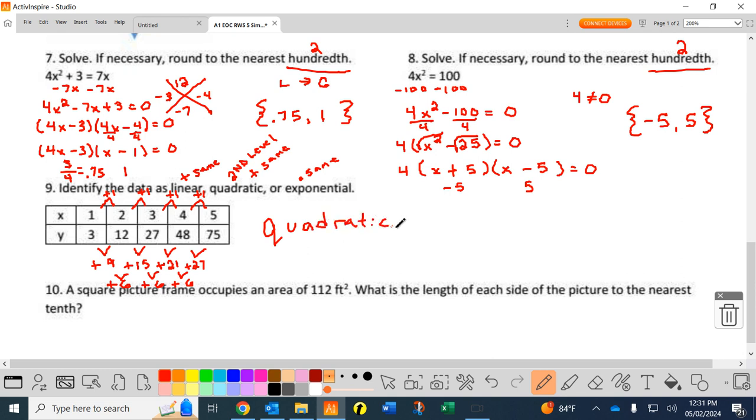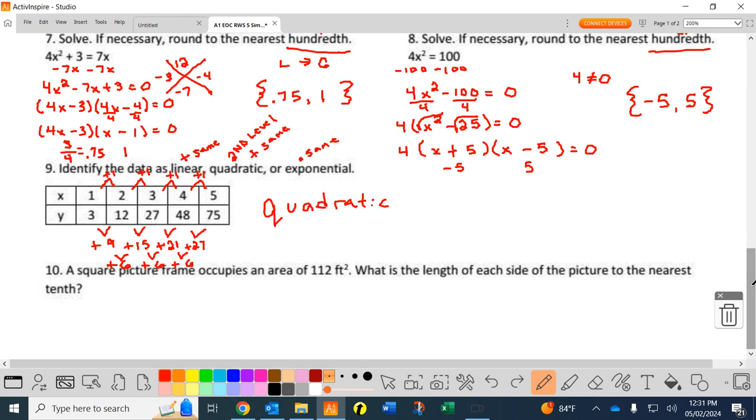Okay, last one on this front side. Let's knock this out. Let's see. A square picture frame occupies an area of 112. Well, first of all, area of a square, formula for that. Let's start with that. Area equals side squared. That's what we got to start with. So we know the area is going to be 112, and it wants to know the length of each side of the picture to the nearest tenth.